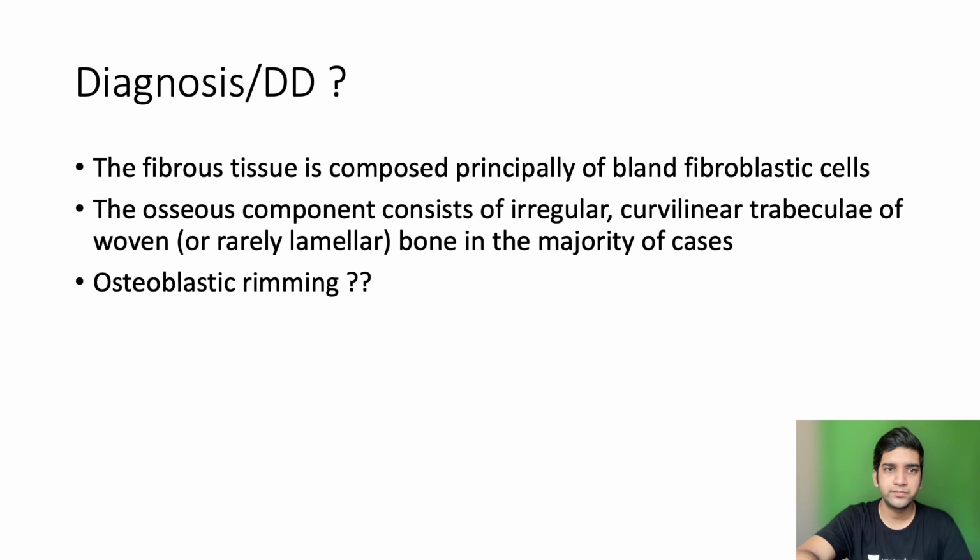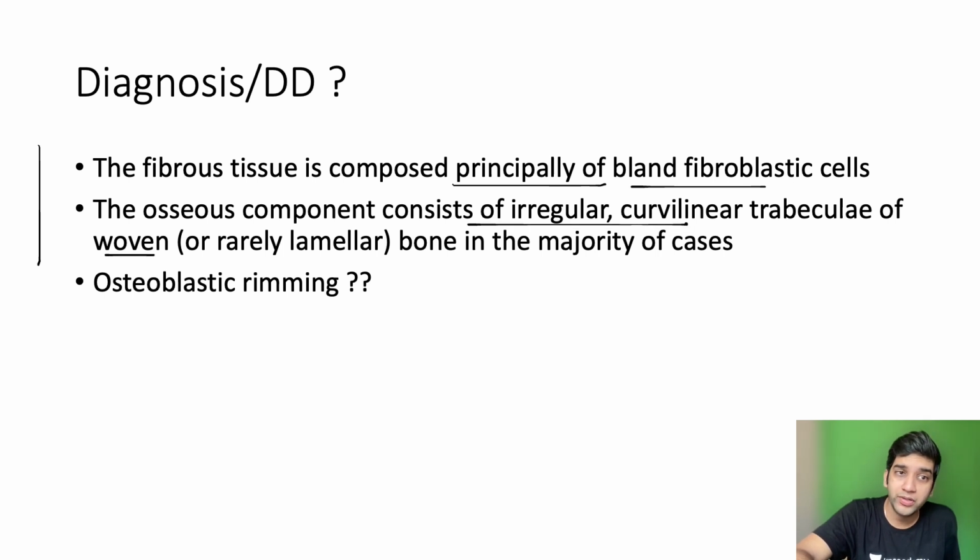This is what your WHO talks about in fibrous dysplasia. Principally bland fibroblastic cell. It should be bland. If it is abnormal, I'm going to think of something else. An osseous component is curvilinear, irregular, woven. It might not be lamellar. Majority of the area is woven only. And osteoblastic rimming, like we saw, will not be present in case of fibrous dysplasia.